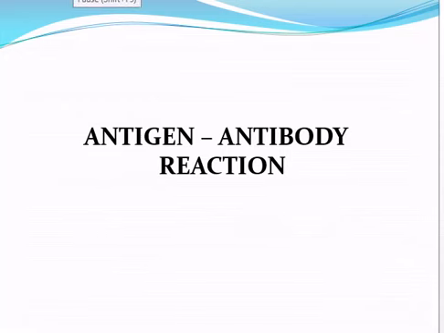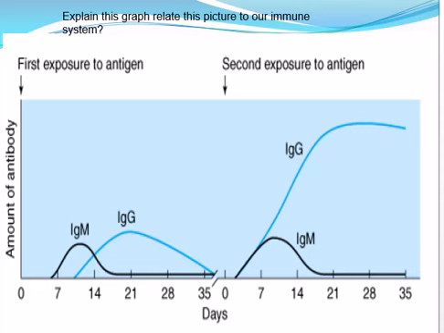Let me quickly tell you about how the antigen and antibody react in our body. In order to look at these, let me start with the slides on how the pathogen gets exposed to the body of the host. This graph explains and relates how our immune system responds to the infection. Look at this structure.